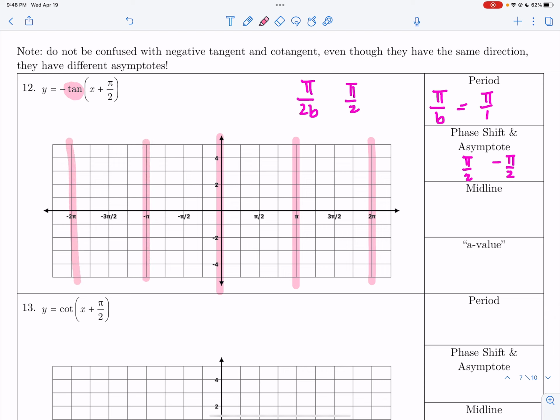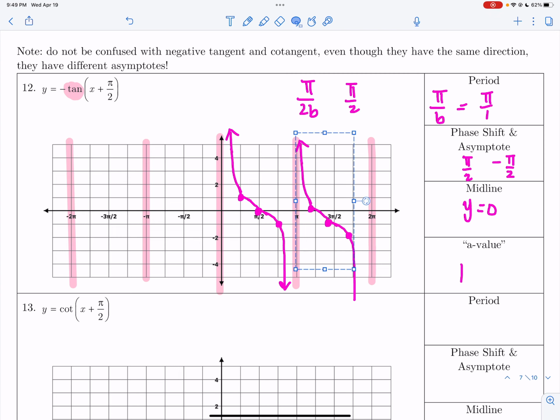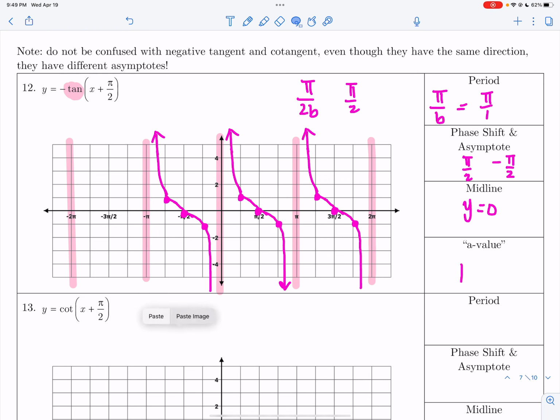I have a midline of 0. And then I have an a value of 1. I'm going to pick a point. And then because it is negative, I'm going to go high first. And then low. That's the little review on tangent.